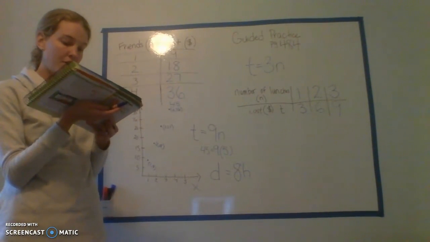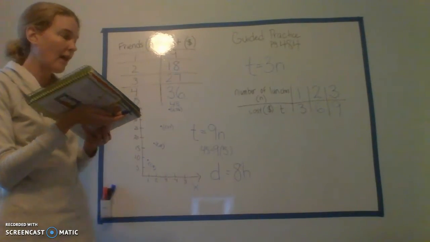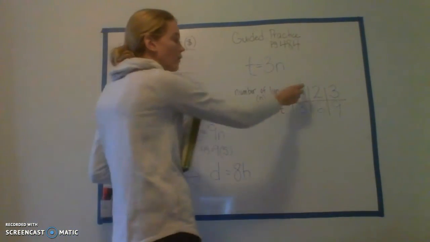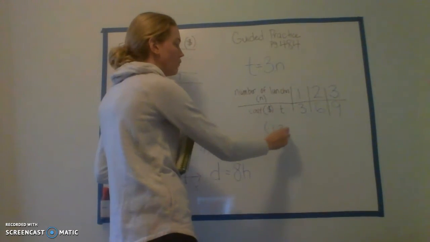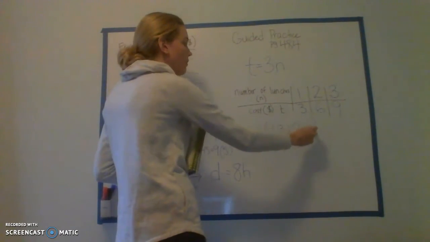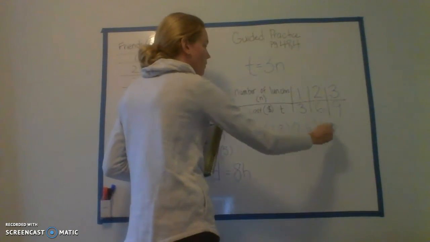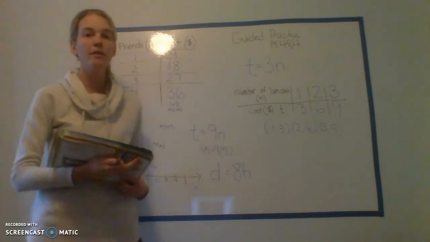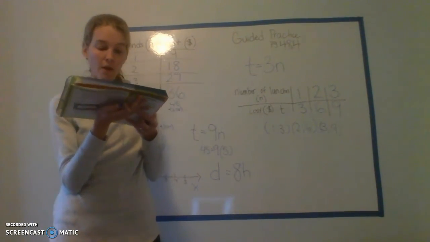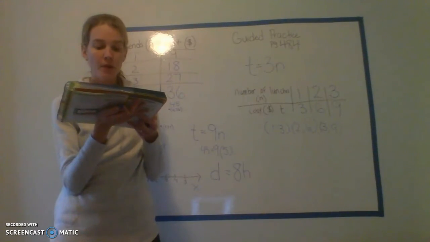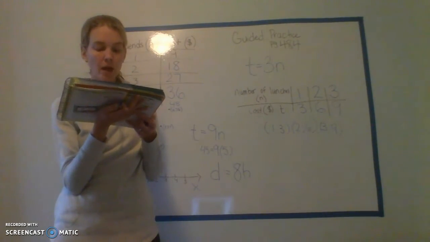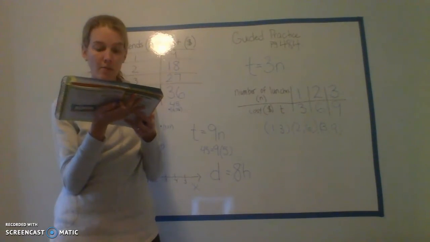Letter C, they want you to graph the ordered pairs and then analyze the graph. The ordered pairs are right here for you: (1, 3), (2, 6), and (3, 9). Those are the points that you're going to be putting onto your graph. The graph is already drawn for you, so you just have to go over and up. Over 1, up 3, plot your point, label it. Over 2, up 6, plot your point, label it. Over 3, up 9, plot your point and label it.